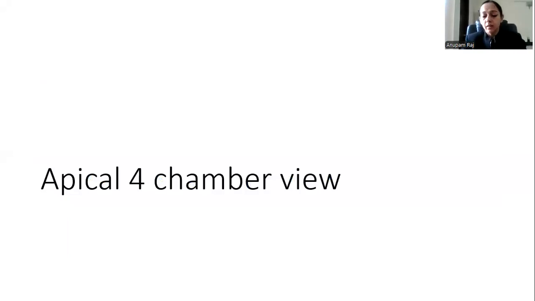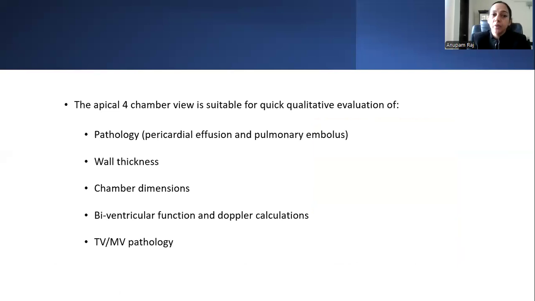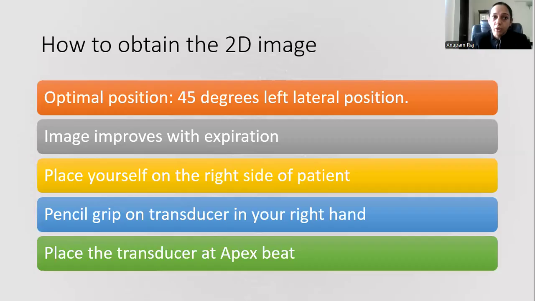The next view that we're going to discuss is the apical four-chamber view. The best image will have you viewing the heart from the apex, the area where the apex beat is either visible or palpated. And because you're viewing it from the apex, you will be able to see both the ventricles closer to the field, and atria would be away from the field. This particular view is very suitable for the analysis of the wall thickness, chamber dimensions, for various Doppler calculations, and also for the tricuspid and mitral valve pathologies.